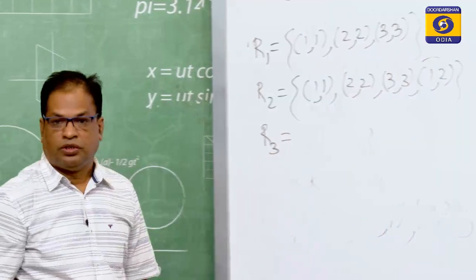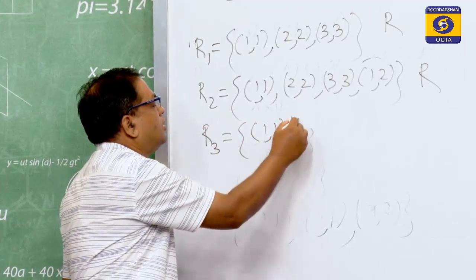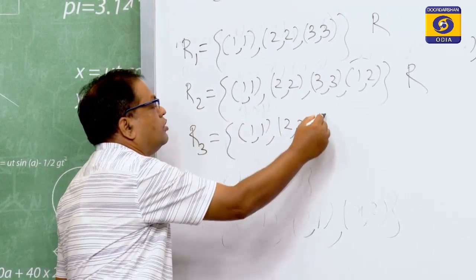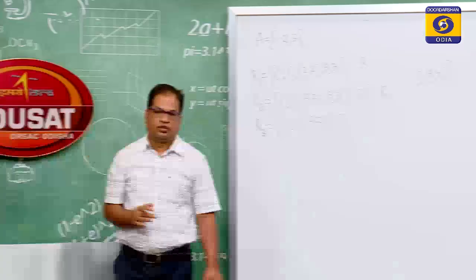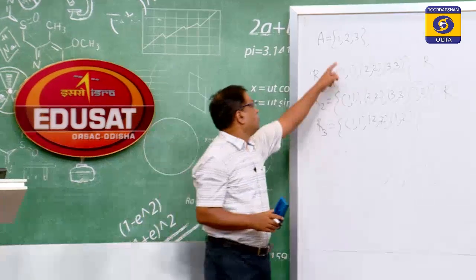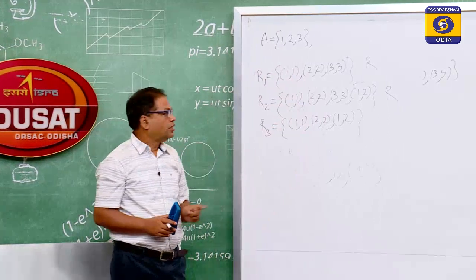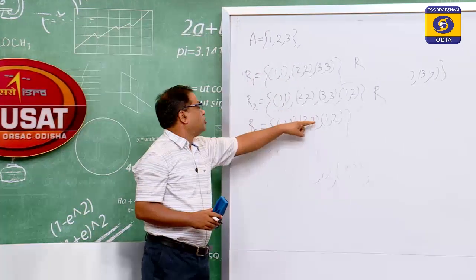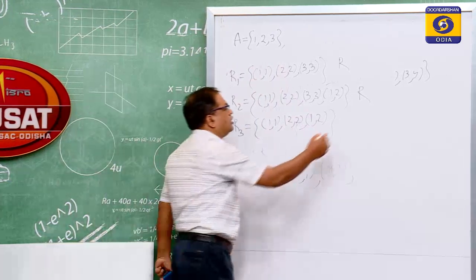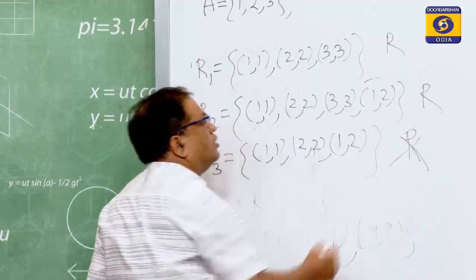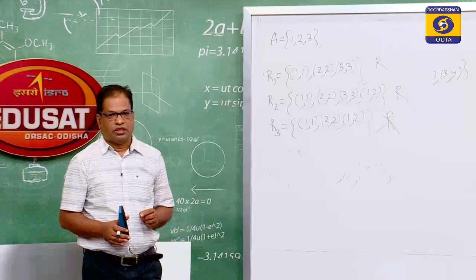Now, suppose we take R3, the third example: {(1,1), (2,2), (1,2)}. Now, whether this is reflexive or not. Here (1,1) is there, 1 is related to 1, and (2,2) is there, 2 is related to 2, but there is no (3,3). So, this is not reflexive. For reflexive, every element should be related to itself.